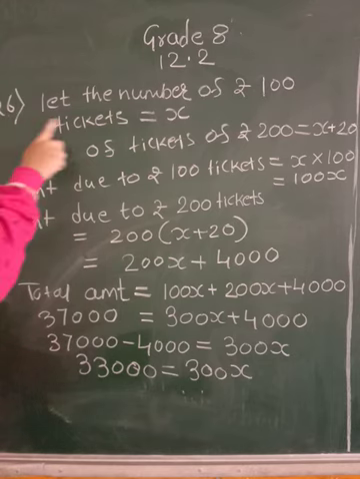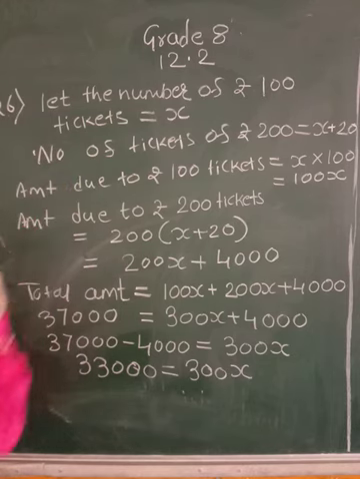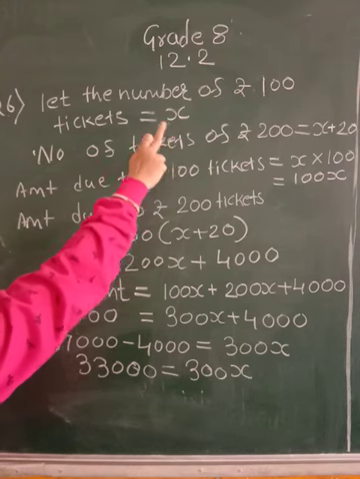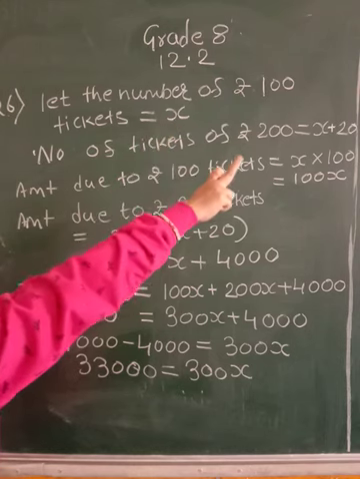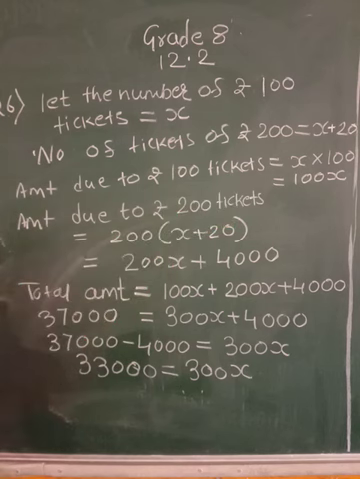Now, let the number of rupees 100 tickets be x. The number of tickets of 200 rupees are more than 100 rupees by 20. So it becomes x plus 20. Is this clear? So it becomes x plus 20.